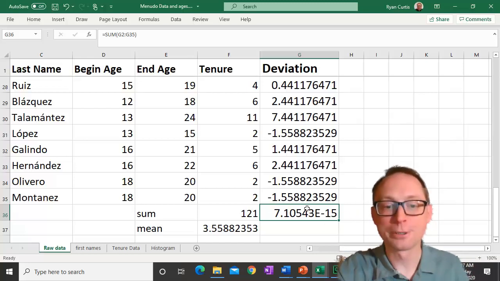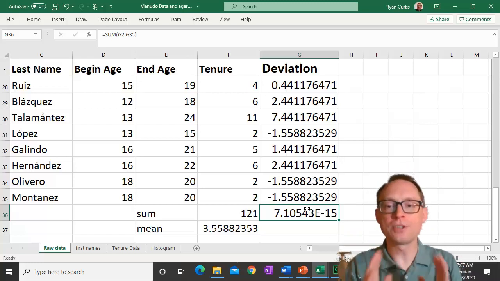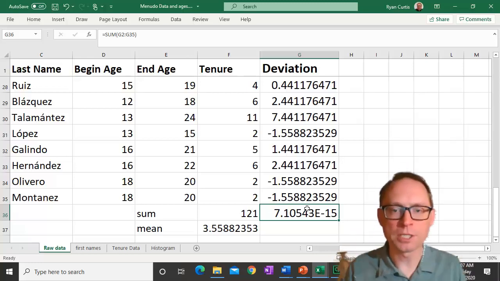That's 0. Well, okay, why do you care? The sum of all the deviations is 0. That's what you need to know. The sum of all deviations is 0. Well, why does that matter?